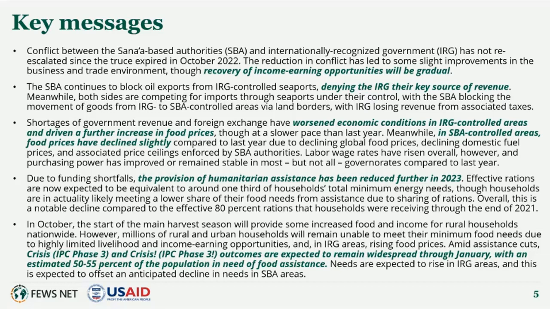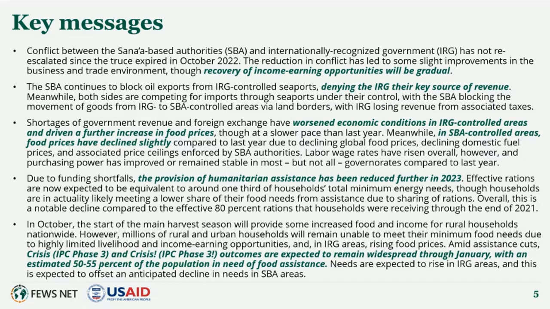And finally, in October, the start of the main harvest season across most of the country will provide some increased access to food and income for rural households. However, millions of rural and urban households will be unable to meet their minimum food needs due to highly limited livelihood and income earning opportunities, and in IRG-controlled areas, expectations for rising food prices. Amid assistance cuts, Crisis IPC Phase 3 and Crisis with an exclamation mark, IPC Phase 3!, with the exclamation mark denoting that assistance is preventing a worse phase.